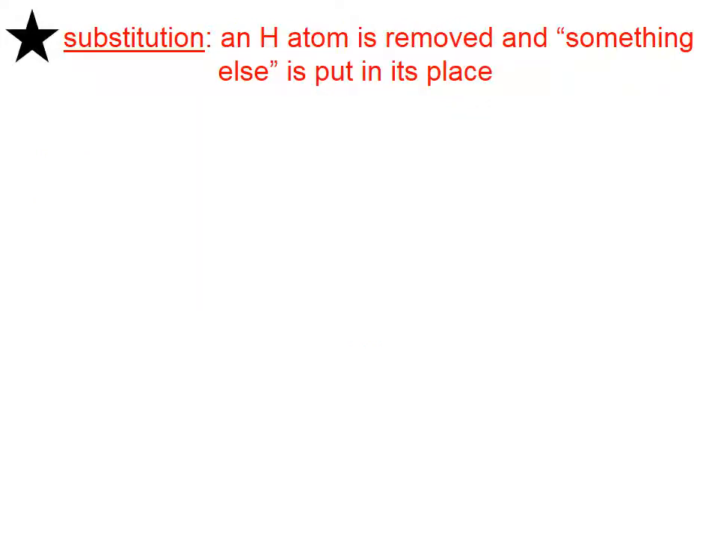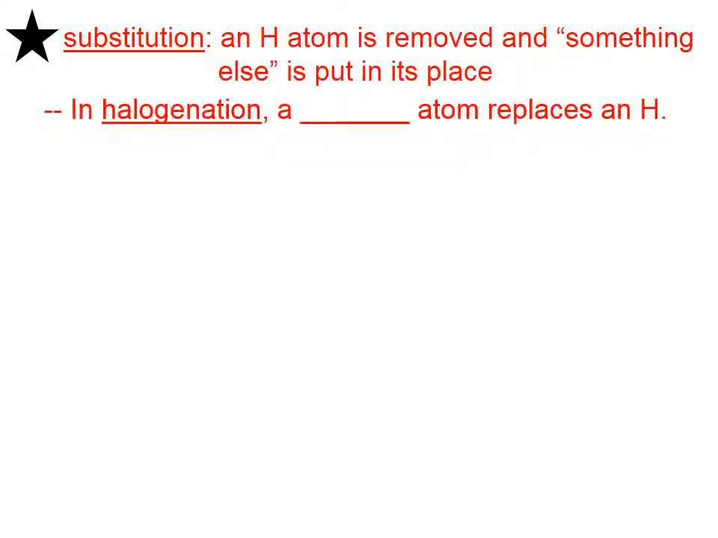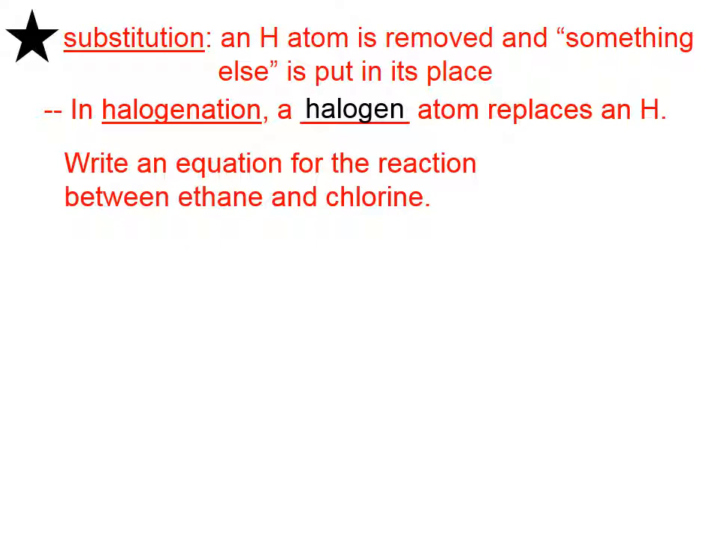Substitution reaction is our second type of reaction. In this type of reaction, a hydrogen atom is removed and something else is put in its place. Specifically, in the halogenation reaction, it would be a halogen atom that replaces an H. But there are any number of substitution reactions.